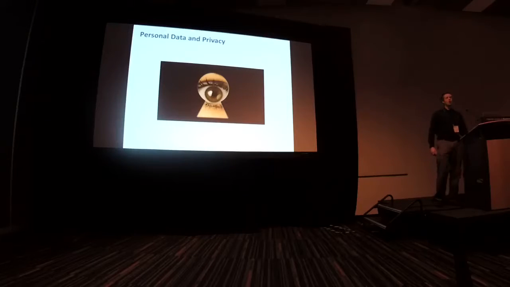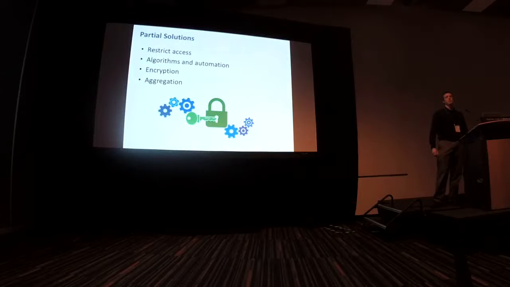So we do have some partial solutions that are commonly used. Things related to just say restrict access. Don't give anyone access, but then, okay, well then you're also restricting progress. There's also, of course, algorithms and automation. As we talk about in HCI, we'd like to talk about human in the loop. Well, this approach is just take the human out of the loop. Just automate things and rely on the algorithms to solve the problems for us.